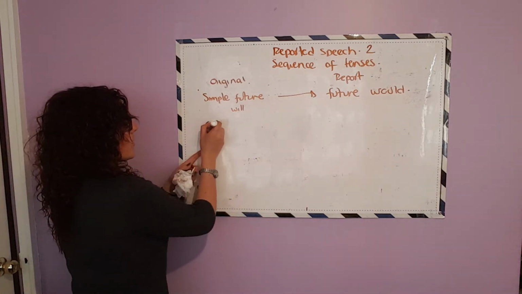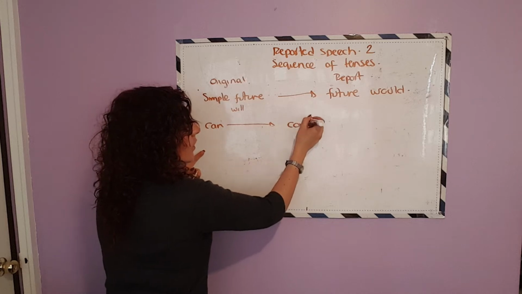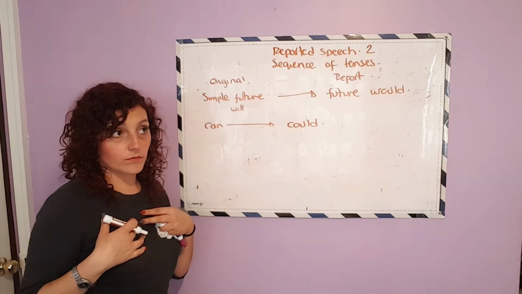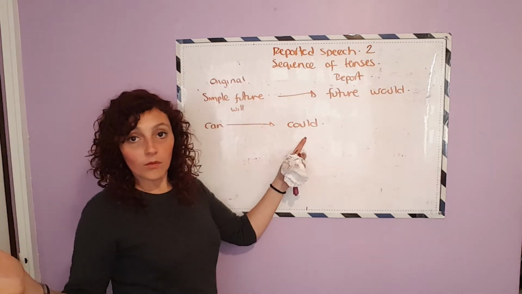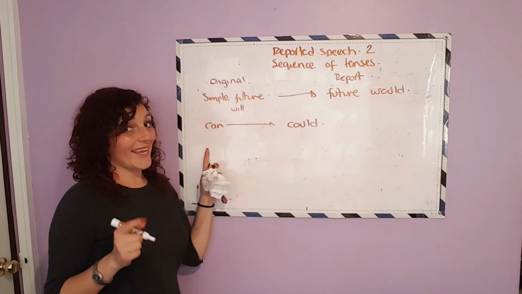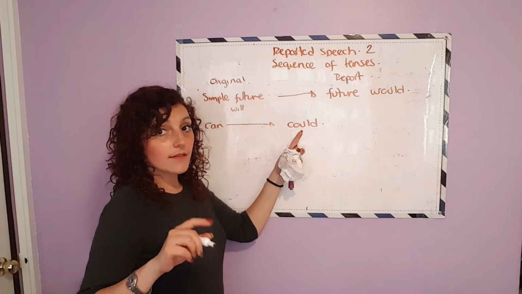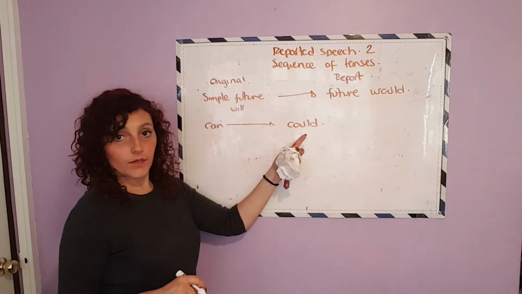Then, if you are using can, in your report you use could. I can teach English. In that report, she told me she could teach English. I can play the piano. She said she couldn't play the piano, right? So can goes to could.